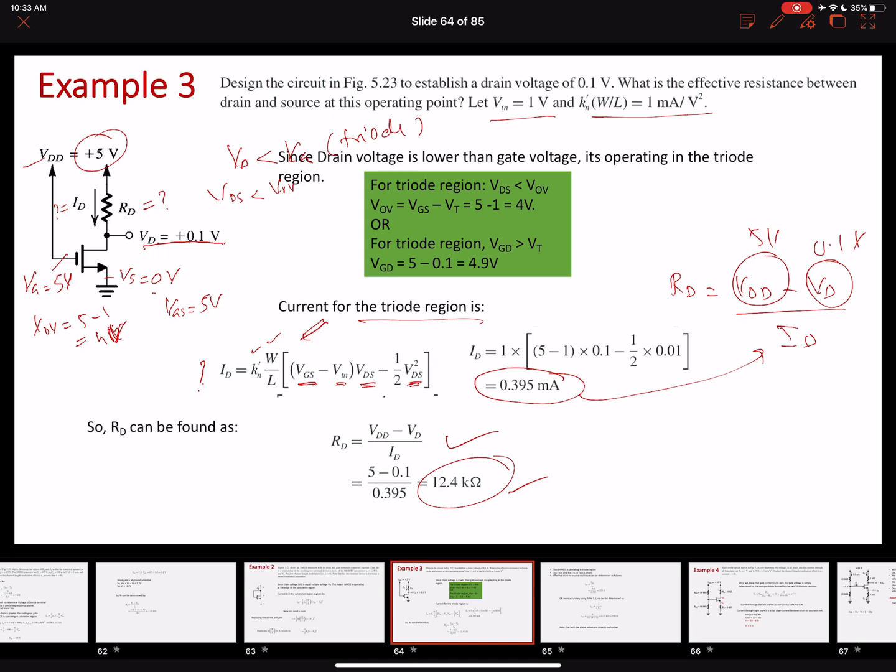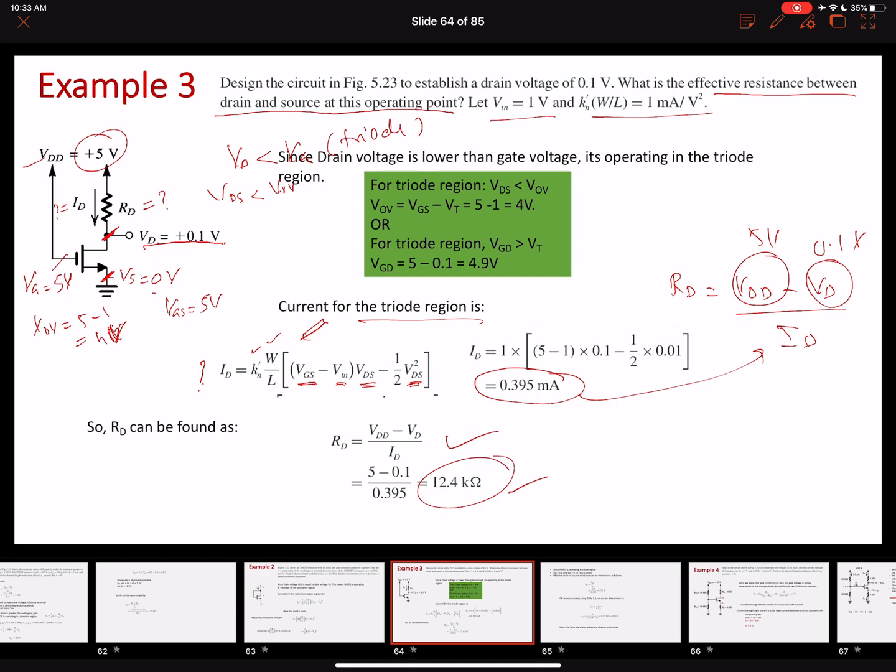However, if we go back to the question, understanding the question is important for all of your exams and other homework problems. What we were interested in is finding the effective resistance between the drain and the source at this operating point. So we are interested in the resistance between the drain and the source terminal. What is in between drain and the source? The channel.